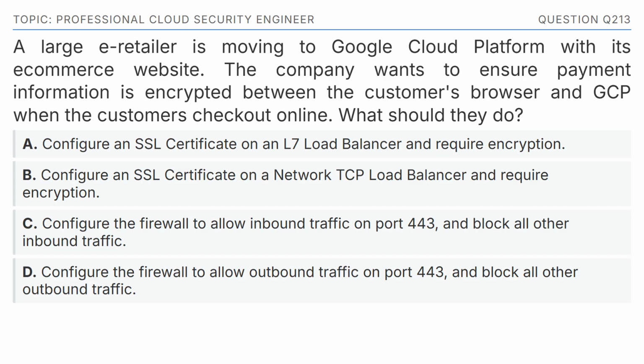The options are: Option A, configure an SSL certificate on an L7 load balancer and require encryption. Option B, configure an SSL certificate on a network TCP load balancer and require encryption. Option C, configure the firewall to allow inbound traffic on port 443 and block all other inbound traffic. Option D, configure the firewall to allow outbound traffic on port 443 and block all other outbound traffic.